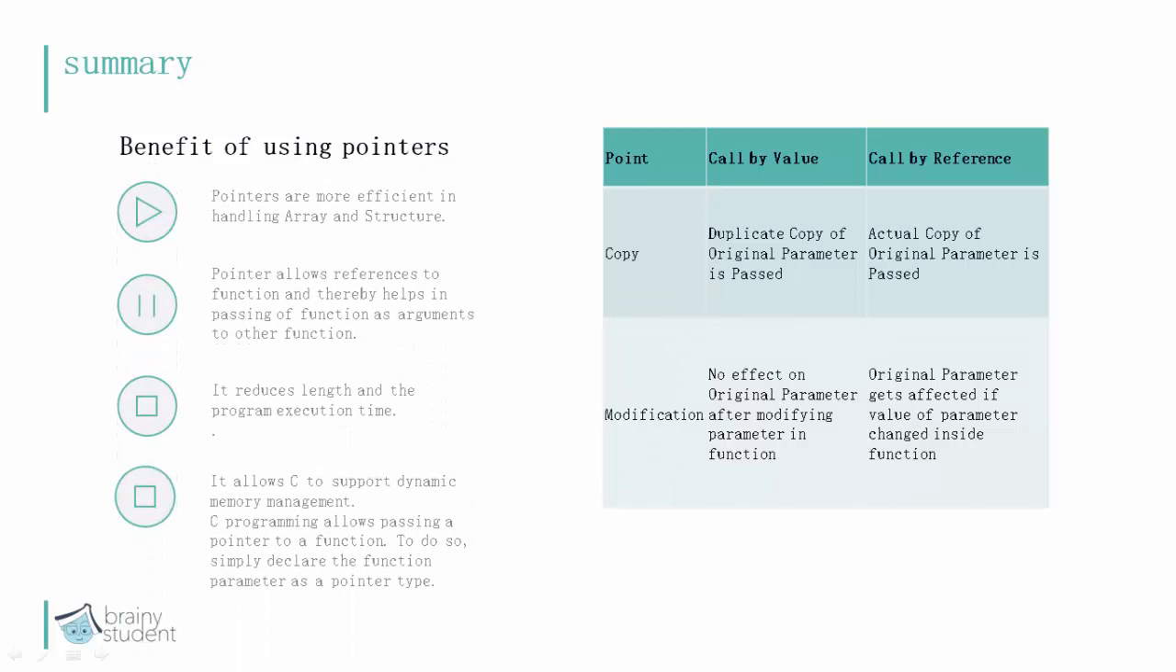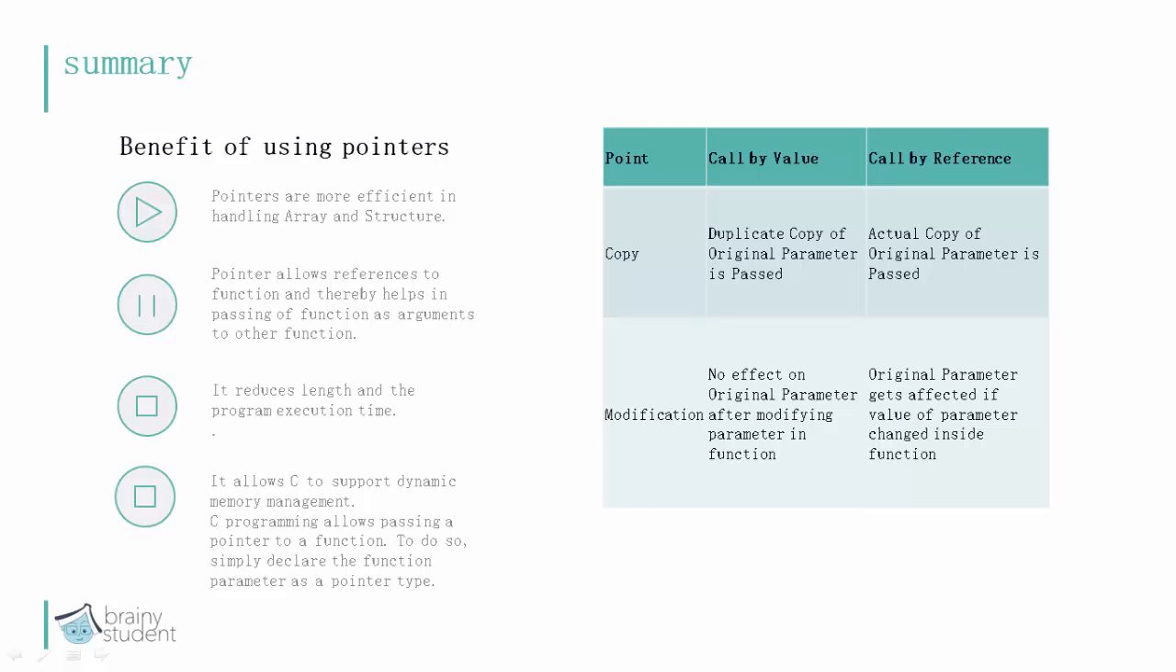Benefits of pointer. Pointer are more efficient in handling arrays and structures. Pointer allows reference to functions and thereby helps passing to function as argument to other function. It reduces the length and complexity of a program, and it also increases the execution time. It allows C to support dynamic memory management. C programming allow passing pointer to function. To do so, simply we have to declare a function parameter as a pointer type. So all these things are advantages of pointer.